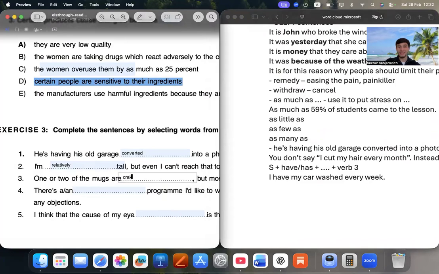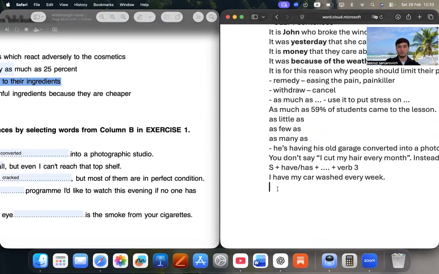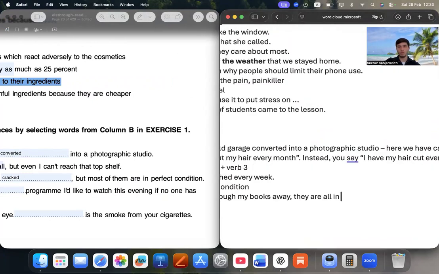Are correct. Correct, okay. But most of them are in perfect condition. To be in perfect condition. You can say, I don't want to throw my books away. They are all in perfect condition.